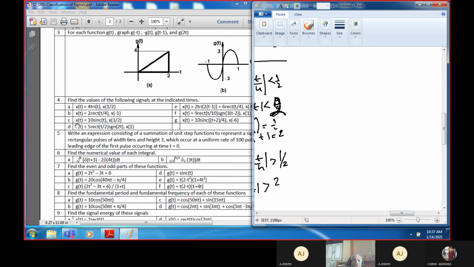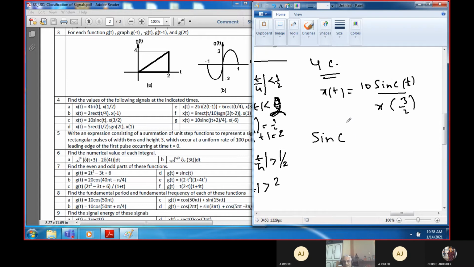Now let us go to the C. So 4C is there. So 4C is x of t equal to 10 sinc t and x of 3 by 2. So first of all, we have to know here what is meant by sinc function. This is called as a sinc function. What is sinc function? So we have to understand this one.